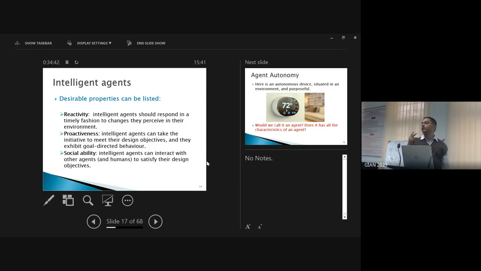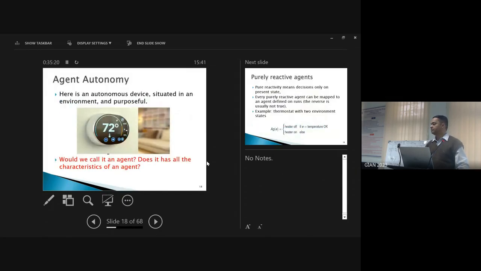So there are three desirable properties of an agent: reactivity, proactivity, and sociability. Reactivity is that an intelligent agent should respond in a timely fashion to changes they perceive in their environment. If there is a change in anything in the environment, they will respond. That is called a reactive agent. Something changes in the environment, and accordingly the agent reacts. The example can be a thermostat.